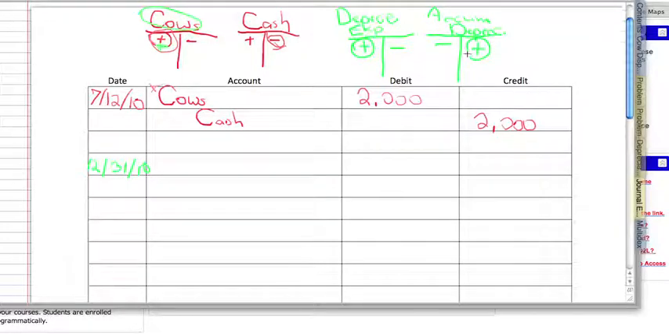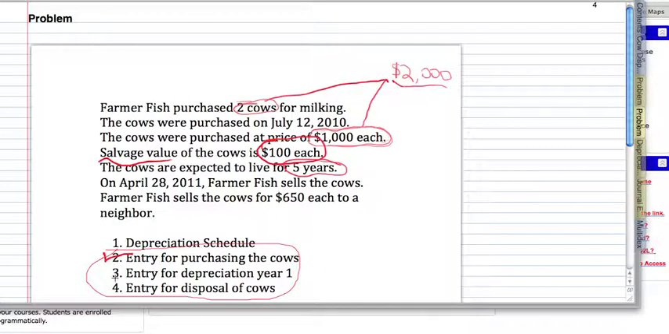So I'm going to debit depreciation expense for $400, and I'm pulling that off of the first year in the depreciation schedule. And I'm going to credit accumulated depreciation for the same amount. Pretty straightforward journal entry. And so that records the journal entry for the first year.